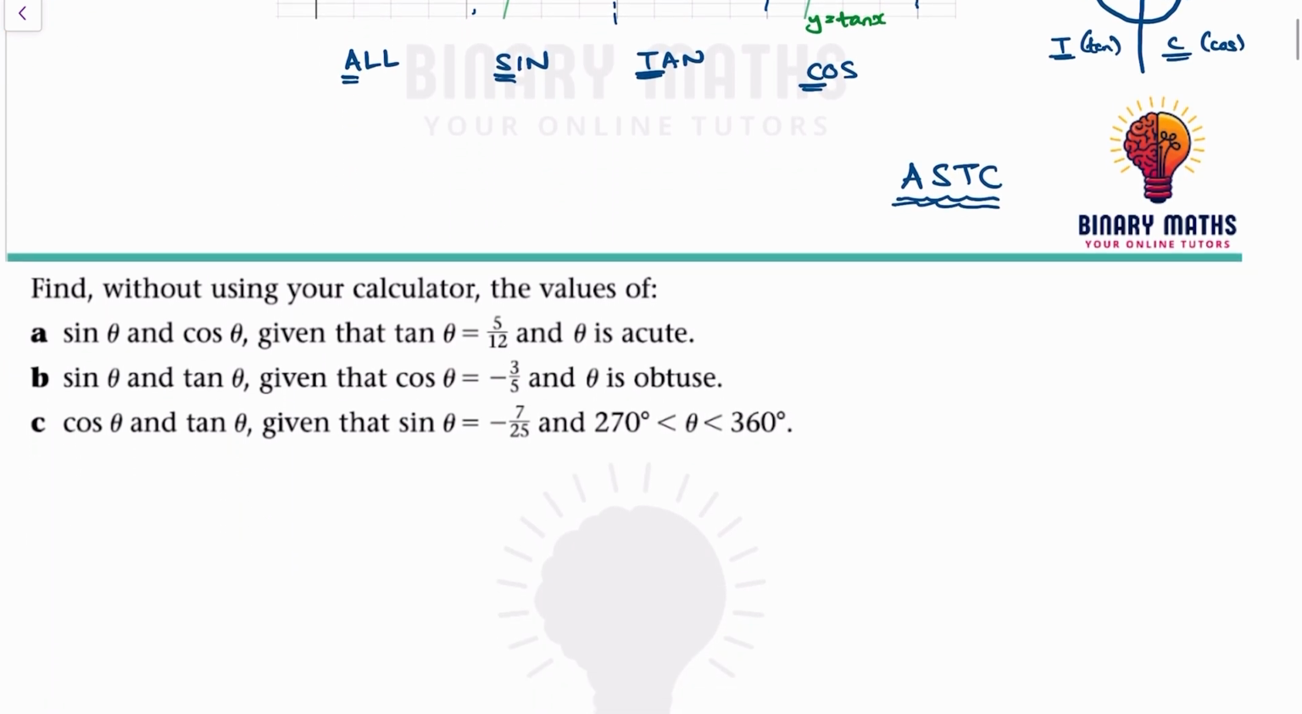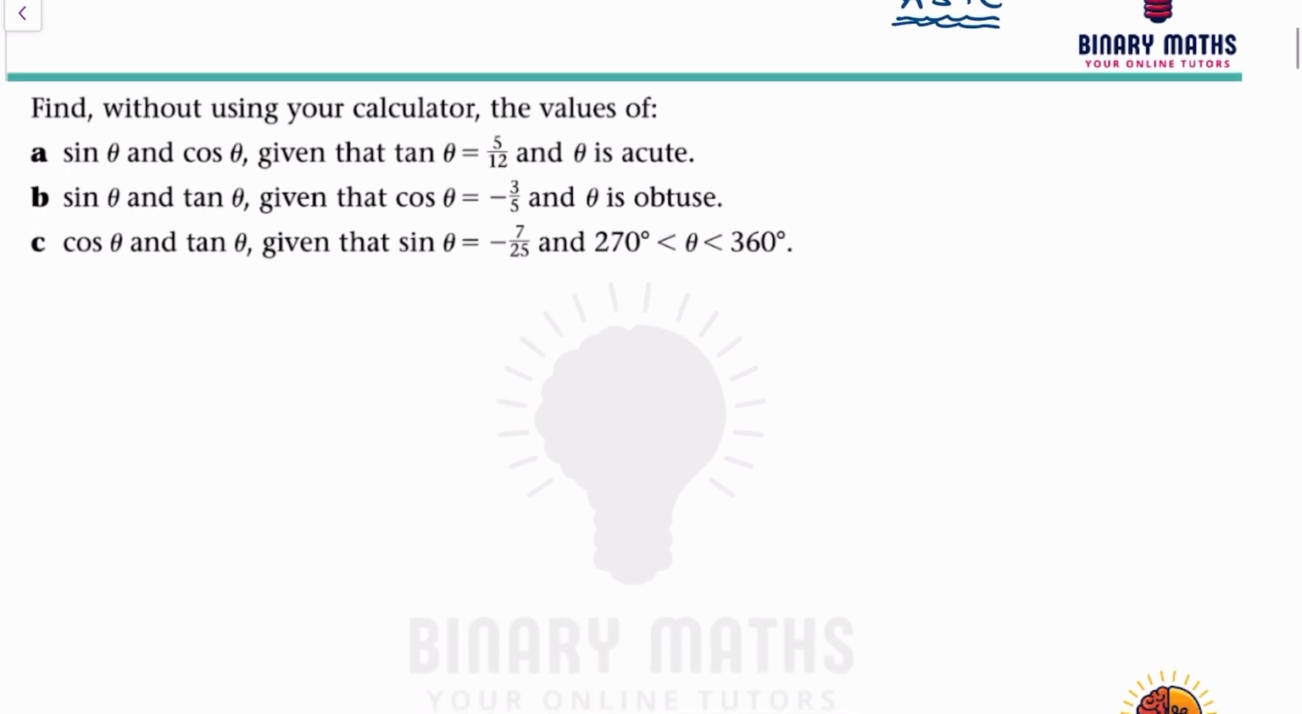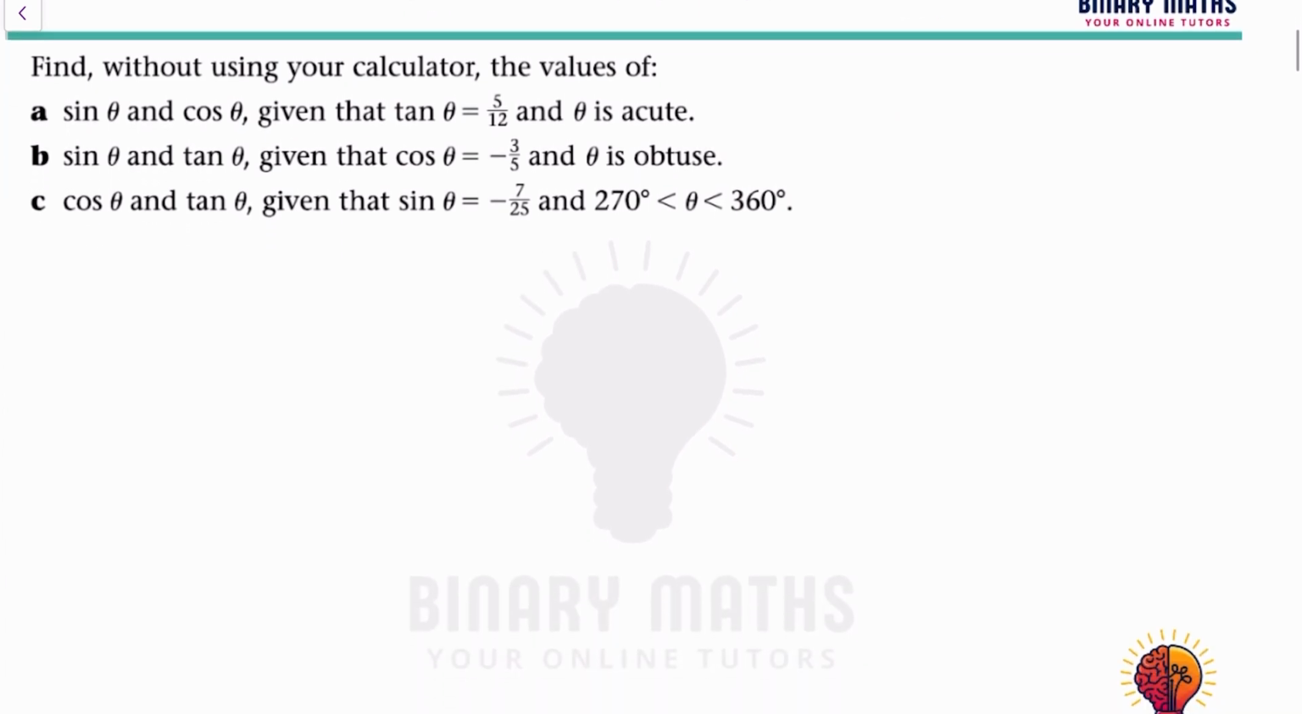Okay, so let's use this to hopefully find exact trig values using some information we're given. Find, without using a calculator, the values of sin theta and cos theta, given that tan theta is equal to 5 over 12, and theta is acute. Theta is acute means it's between 0 and 90. So theta is here, and remember it's A, S, T, C. We're in this quadrant, which means all are positive, so our values for sine, cos, and tan would be positive.